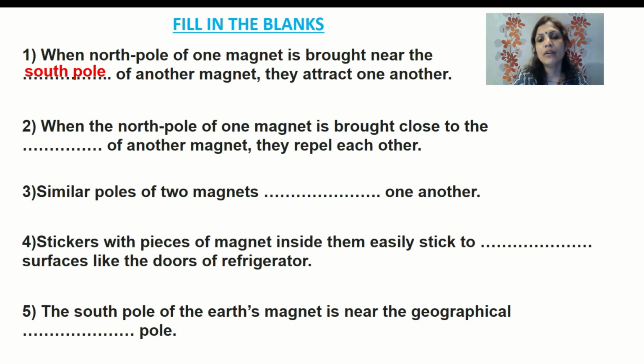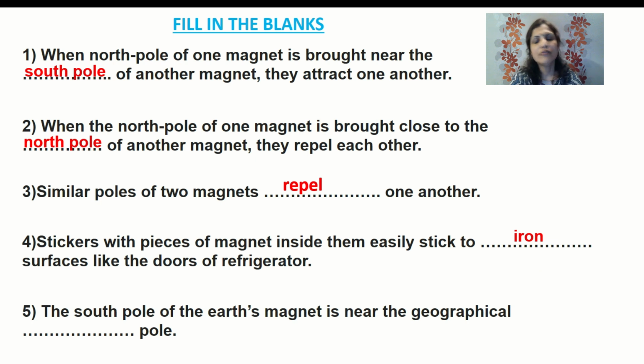When the north pole of one magnet is brought closer to the dash of another magnet, they will repel. So north and north will repel each other. Similar poles of two magnets, like poles, will always repel each other. Then stickers with pieces of magnet inside them easily stick to dash surfaces like the door of the refrigerator. So we have fridge magnets at our place. The door of the refrigerator is made up of iron, and so magnets get attracted towards it.